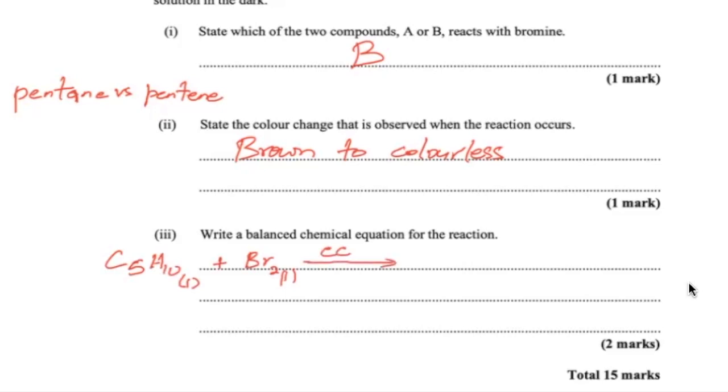The liquid is going to be in tetrachloromethane, CCl4, and that will give us C5H10Br2, which is the liquid. And we'll get 2 marks for that. So that would be that, and that would be it for 15 marks. So we'll continue down the line.